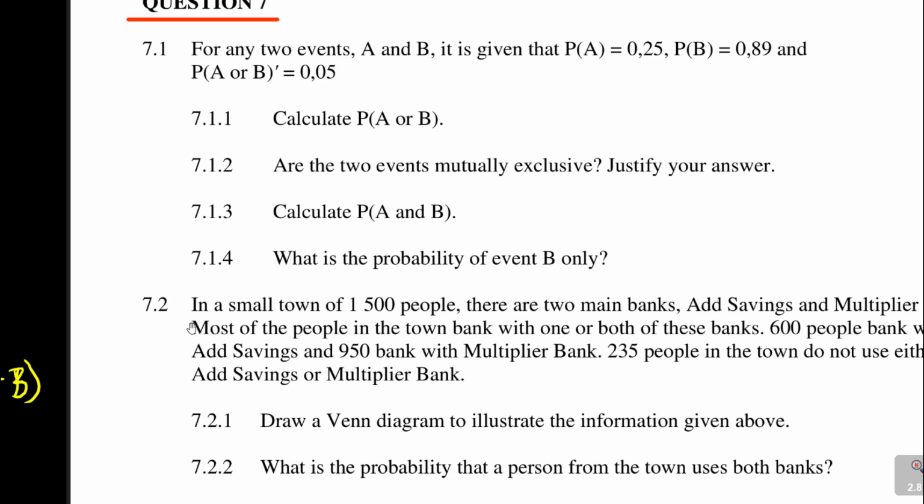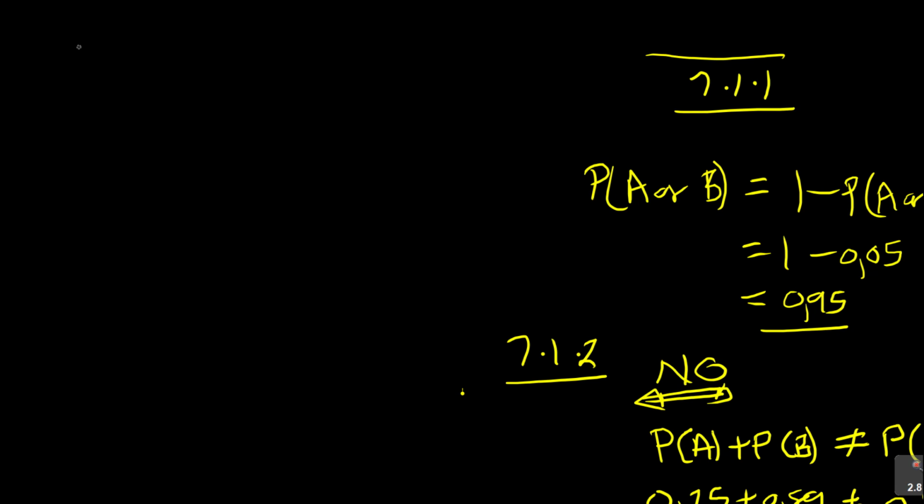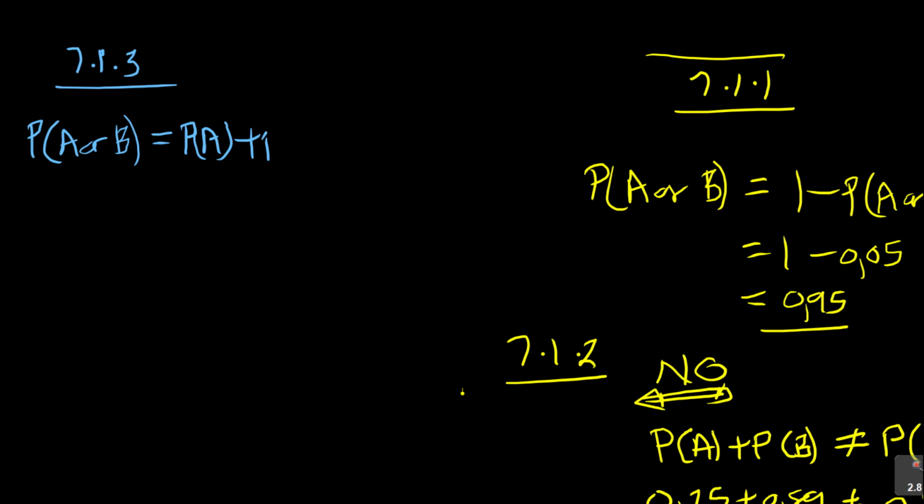So if I come here and write, let me use something different, 7.1.3. We are saying probability of A or B is equal to probability of A plus probability of B minus probability of A and B. You see this?